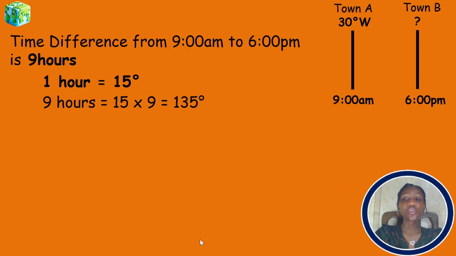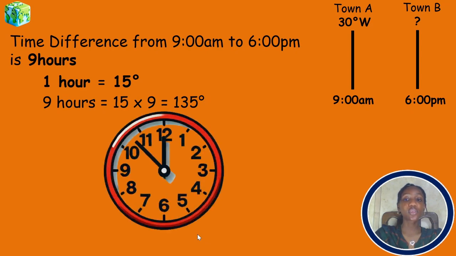Now that we have the longitude difference, we need to know whether we are subtracting or adding the longitude of town A, which is 30 degrees, to it. And for that, we need to know whether town B is in the east or the west. But because of our time difference, it will be easy for us to infer this.